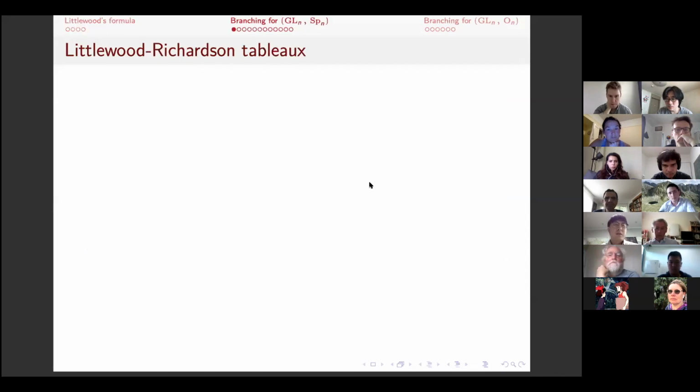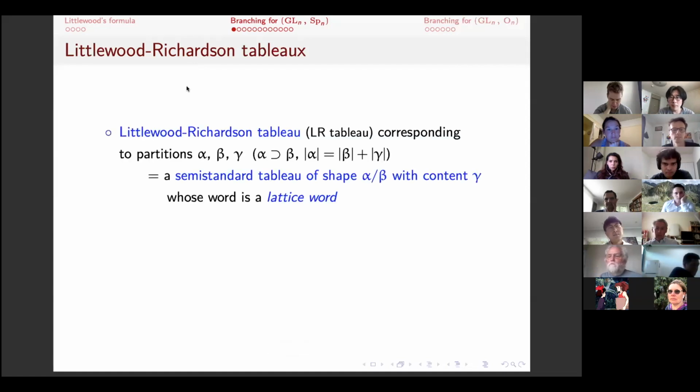Then the natural question is: what is a combinatorial formula for arbitrary lambda? In this part, let us review two formulas generalizing the Littlewood formula in the symplectic case. For this, we first review Littlewood-Richardson tableaux in more detail. The Littlewood-Richardson tableau, shortly LR tableau, corresponding to partitions alpha, beta, gamma, is a semi-standard tableau of shape alpha over beta with content gamma, whose word is a lattice word.